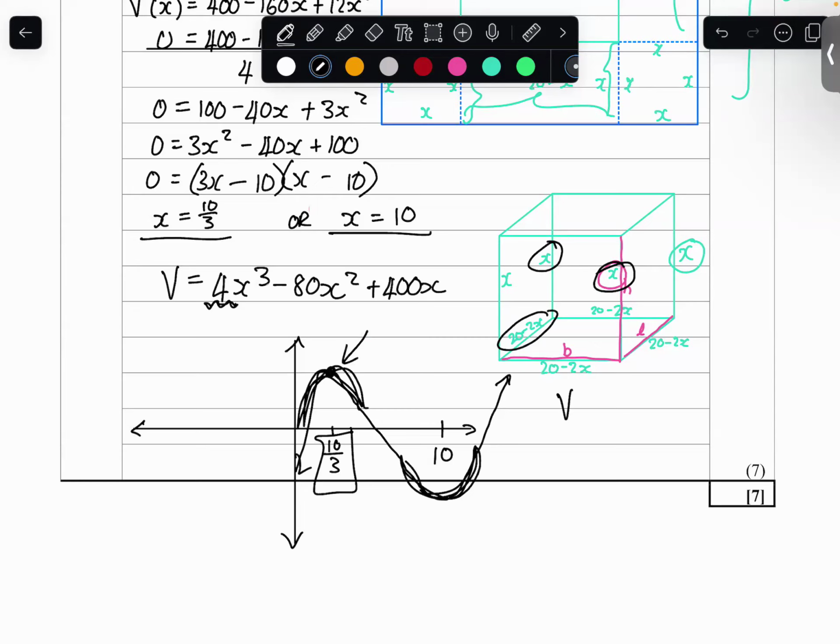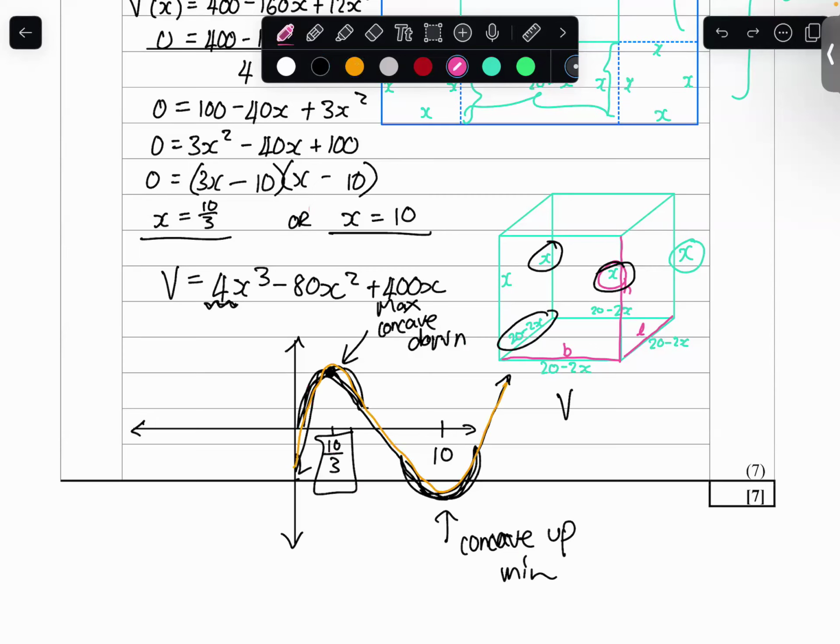So this produces a maximum for concave down, and this produces a minimum at concave up. So this is your maximum, and concave up produces a minimum, right? How do I know that the graph has to go this way and not this way?